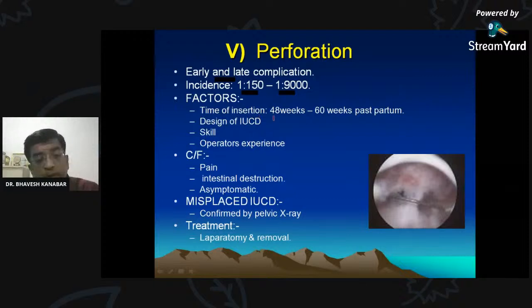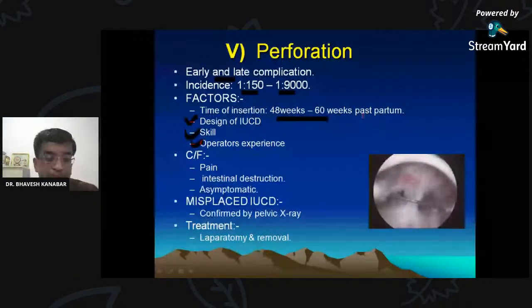Factors related to perforation: again, similar factors as we have discussed. By adopting a skillful technique, by proper training of the person who is inserting this device, and good design of the IUCD. Operator experience: if experienced staff is performing it, then the chance of perforation is very low. And time of insertion, 48 weeks to 68 weeks postpartum.